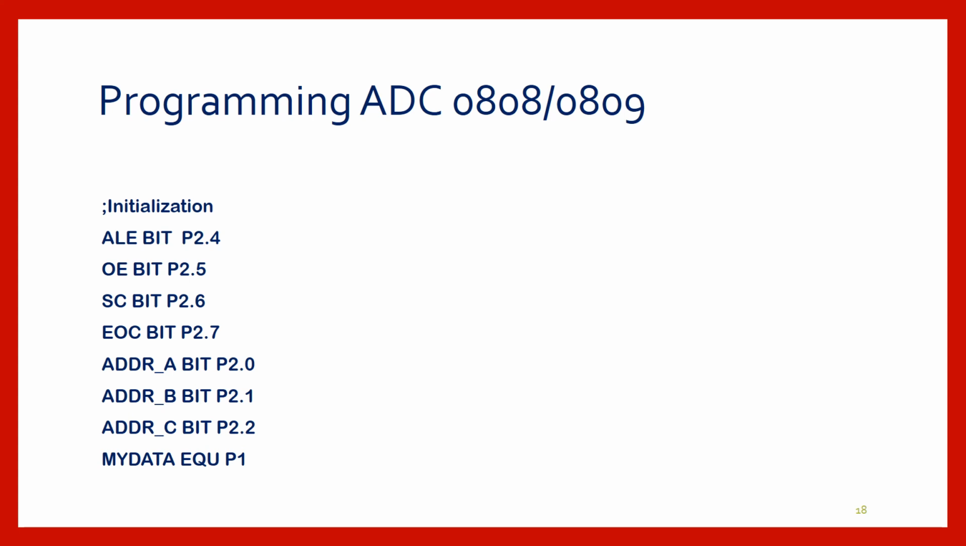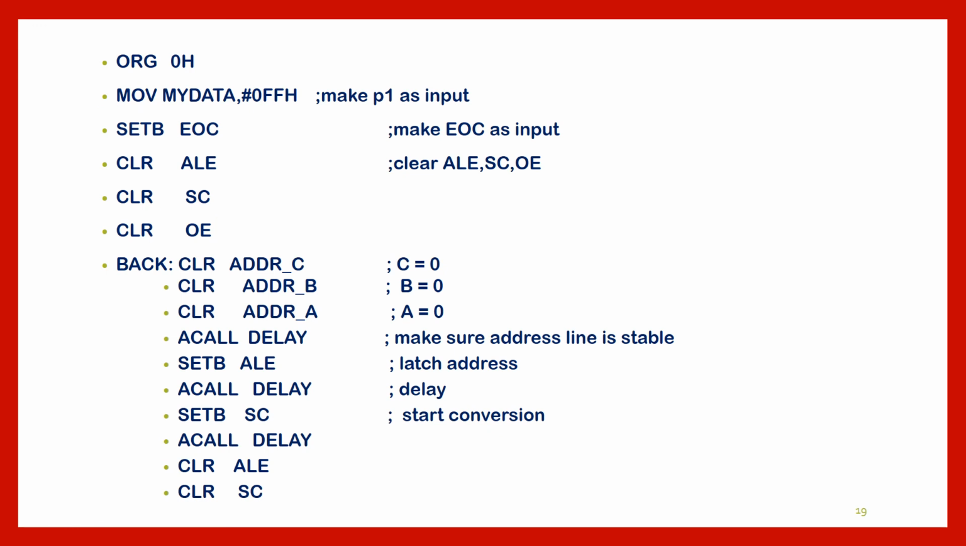For data, in general, suppose I am giving the name MYDATA and using the EQU directive, and that will be assigned to port 1. Now ORG 0H, if we are starting, for example P1 port we want to take as an input. We are going to take input on that P1 port, so you have to compulsorily make all bits first of all 1. Therefore the instruction is MOV MYDATA, #0FFH. So make it all ones.